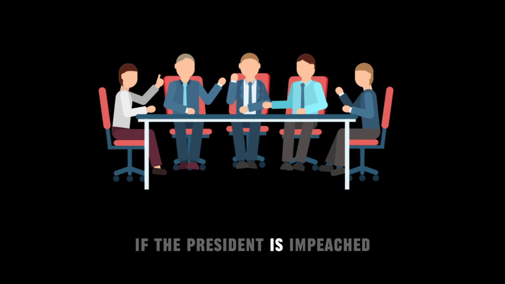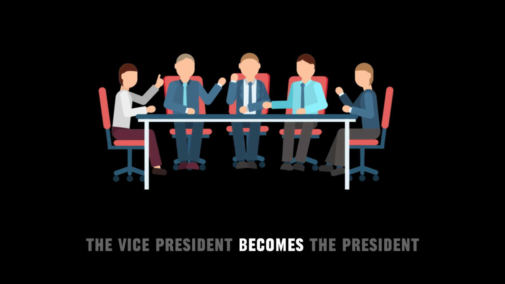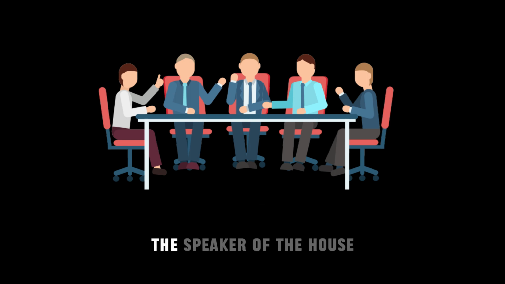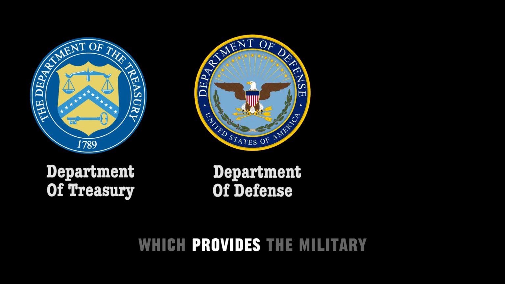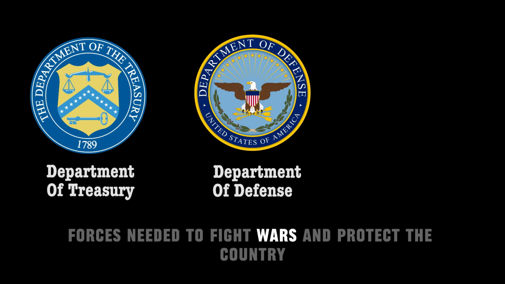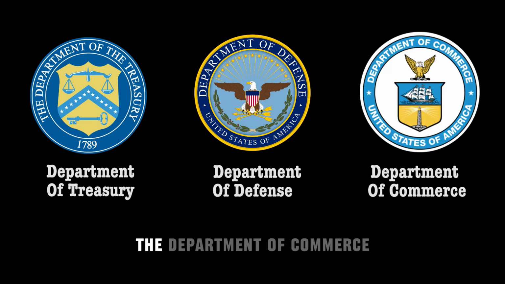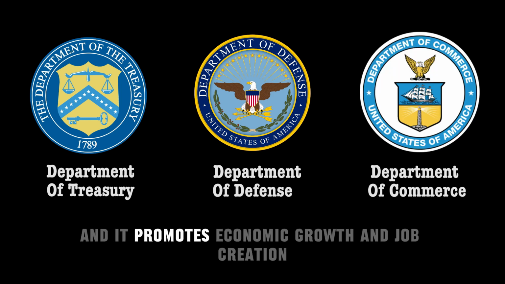If the president is impeached, resigns, or passes away, the vice president becomes the president, and after that, the Speaker of the House. There are 15 executive departments. Some examples of them are the Department of the Treasury, which manages federal finances by collecting taxes and paying bills; the Department of Defense, which provides the military forces needed to fight wars and protect the country; the Department of Commerce, and it promotes economic growth and job creation.